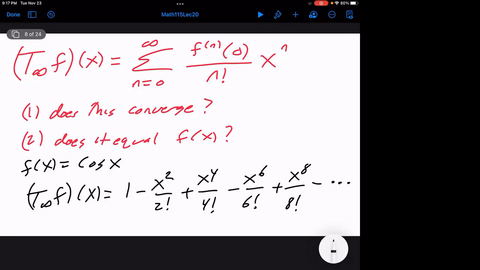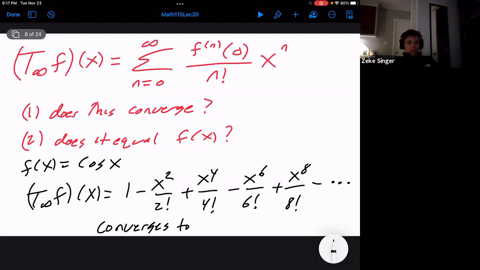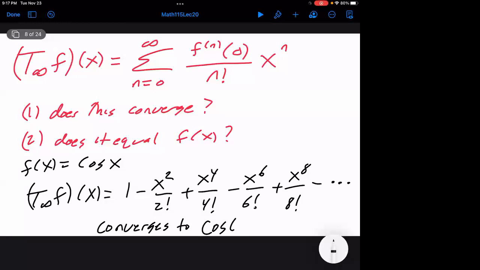Wait, converges means goes back to 1. So no, what do you hope this converges to? 0. Nope. This is the Taylor series of which function? Cosine. So what do you hope it converges to? Cosine. It converges to cosine of x. Oh, yeah, I was thinking it would be converged. Yep.